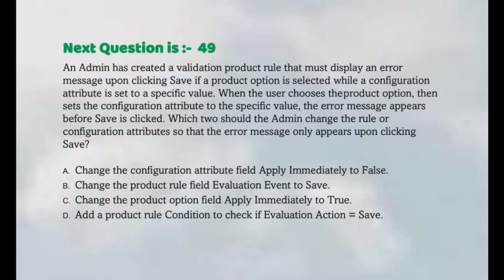Option A, change the configuration attribute field apply immediately to false. Option B, change the product rule field evaluation event to save. Option C, change the product option field apply immediately to true. Option D, add a product rule condition to check if the evaluation action is equals to save. Correct answer is option A and option B.